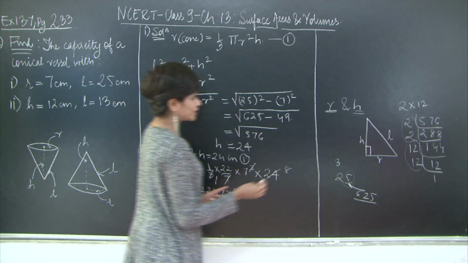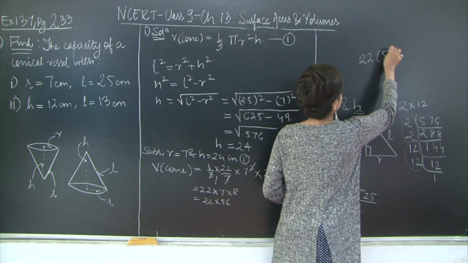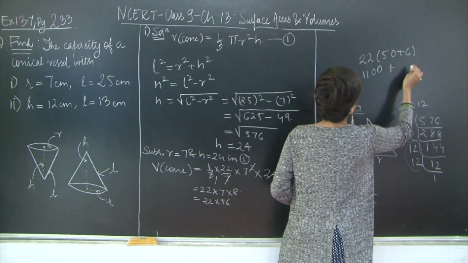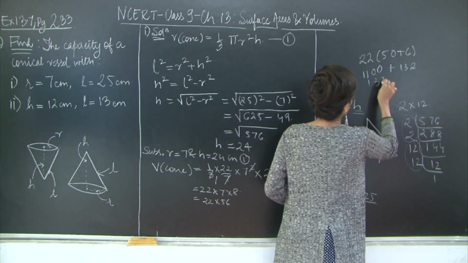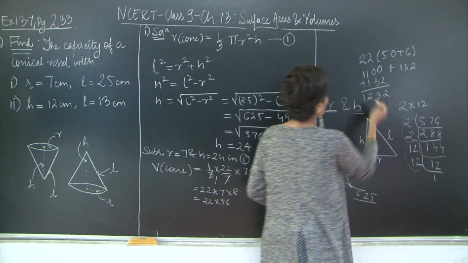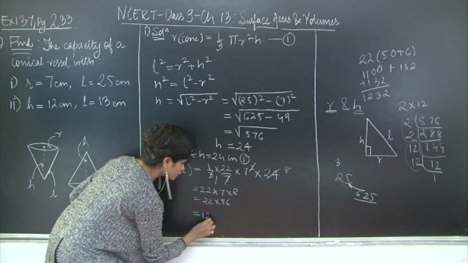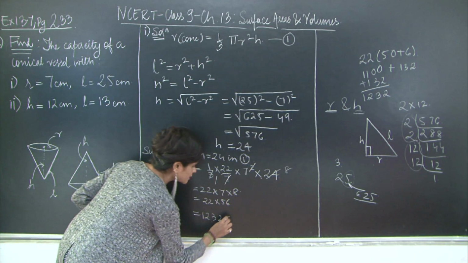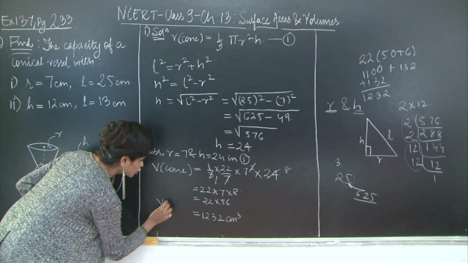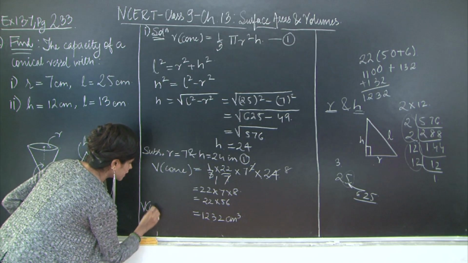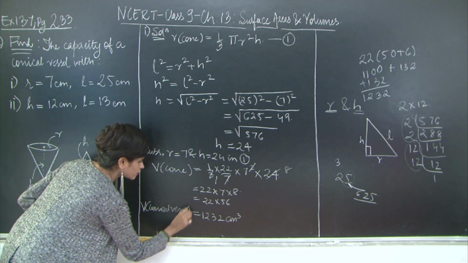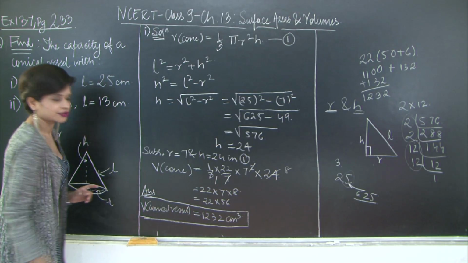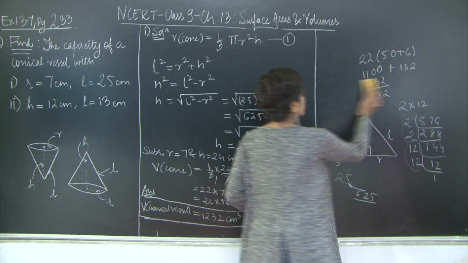So let's calculate 22 into 56 here. 56 can be written as 50 plus 6. So 0, 5 2s are 10, 5 2s are 10, 11, plus 6 2s are 12, 6 2s are 12, 13. Adding this, you get 1232. Now this is the volume that we are talking about, so it is going to be unit cube. Our unit is centimeters, so this will be centimeter cubes. This is the volume of the conical vessel. I'm highlighting this, keeping this in a box so that you know that this is the answer. Let's move on to the next question.